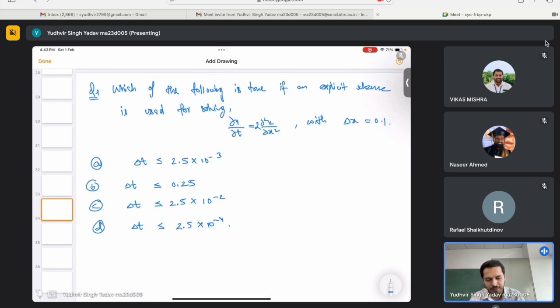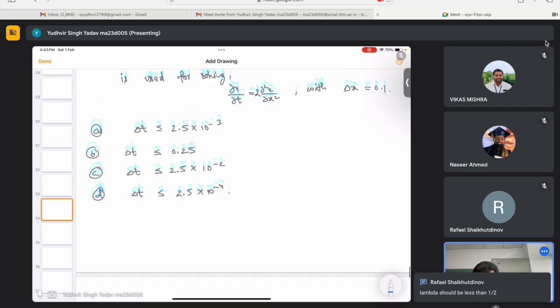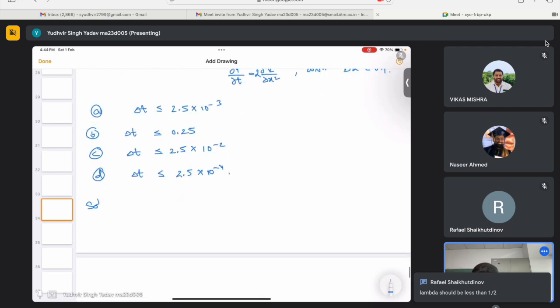You can use what we discussed previously about the stability of the scheme, the explicit scheme we have discussed. So you have to check for which of the following conditions the scheme is stable. Yes, lambda should be less than half. So we will see the solution for this.